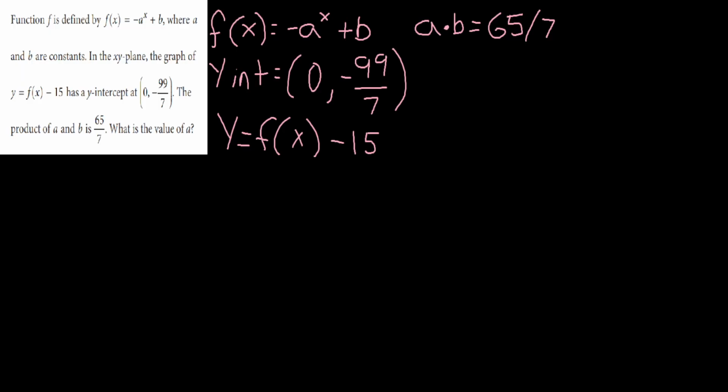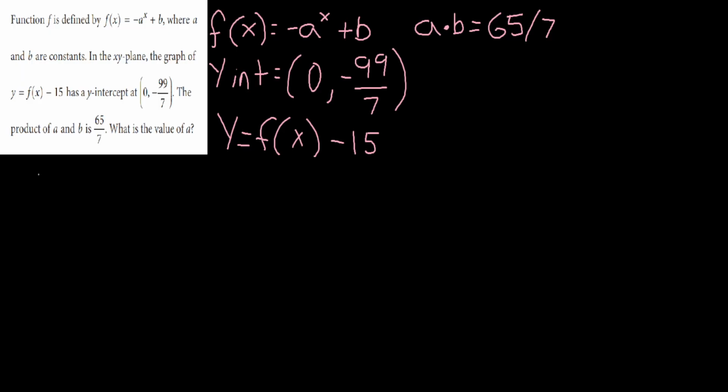Function f is defined by f of x equals negative a to the power of x plus b, where a and b are constants in the xy plane. The graph of y equals f of x minus 15 has a y-intercept of (0, negative 99 over 7). The product of a and b is provided to us as 65 over 7. We are tasked with finding the value of a. Let's go ahead and get started.